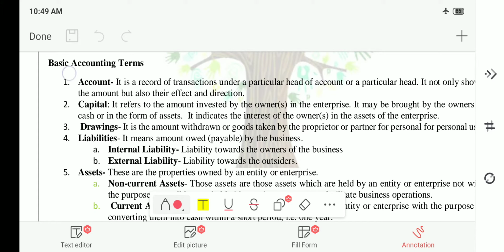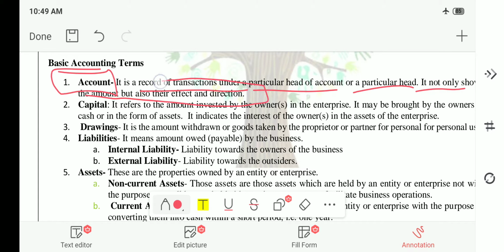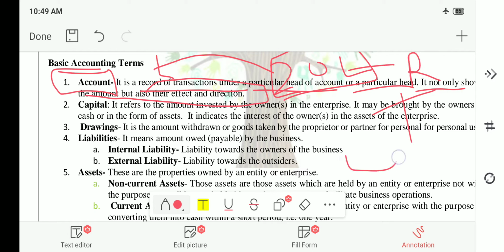The first one is account. What exactly is an account? It is a record of transactions under a particular head of account. It not only shows the amount but also their effect and direction. That means, assume that you are running an organization or a factory and you have got a credit of 20 lakh rupees. This is of course shown in your account, but is this 20 lakh rupees used for recruitment purposes, for training purposes, or for any other purposes? It will be mentioned in this account.